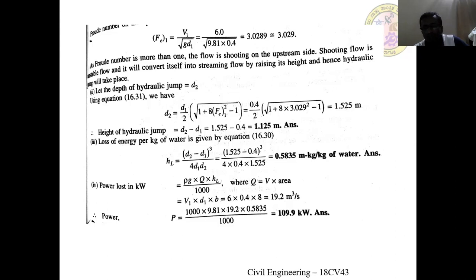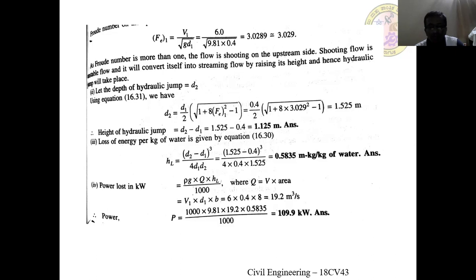But here we are asked to find the power loss in terms of kilowatts. This can be found by using rho g into Q into HL by 1000. But here capital Q stands for discharge for the whole channel cross-section area.